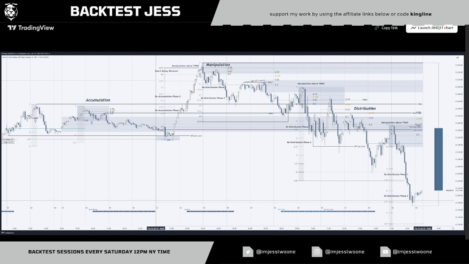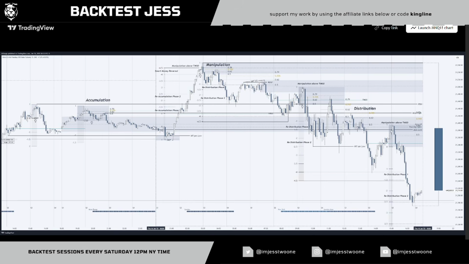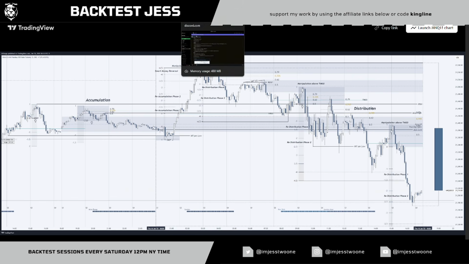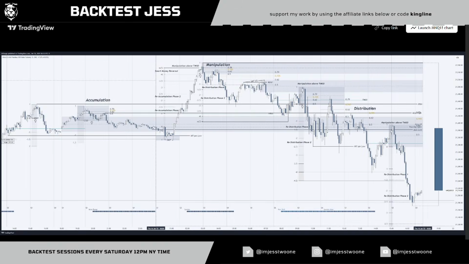So now let's look at Adrian's summary of this market maker sell model inside of New York PM range. What he's referring to is original consolidation here, smart money reversal, which he's listed out here, and then we return to this New York PM low. So he's referring to just this price action right here. Market maker sell models are a bit of an advanced ICT theory, so I don't want to get too deep into that. But then we have a Q2 change of state of delivery and displacement during Asia, Q3 consolidation, Q4 consolidation.